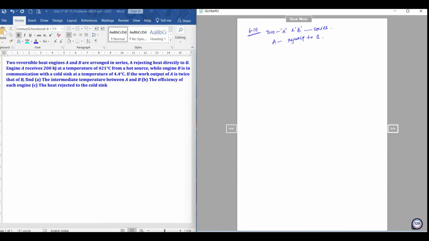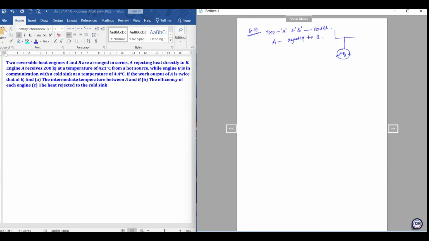A is rejecting heat, right, to B directly. Next, A receives 200 kilojoules at a temperature of 421. So A is receiving. Let me draw this with the explanation simultaneously. This is your reversible heat engine. This is a heat engine. It is reversible heat engine A. What is said? It receives 200 kilojoules at a temperature of 421.